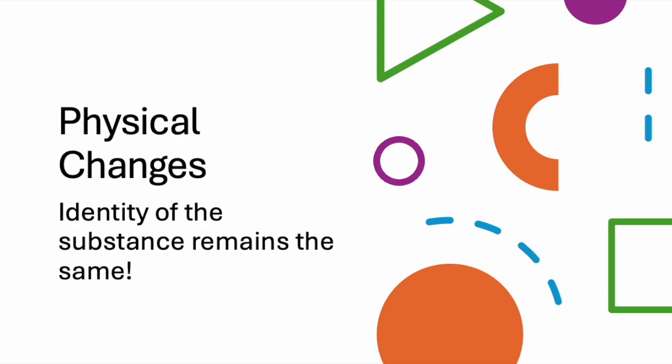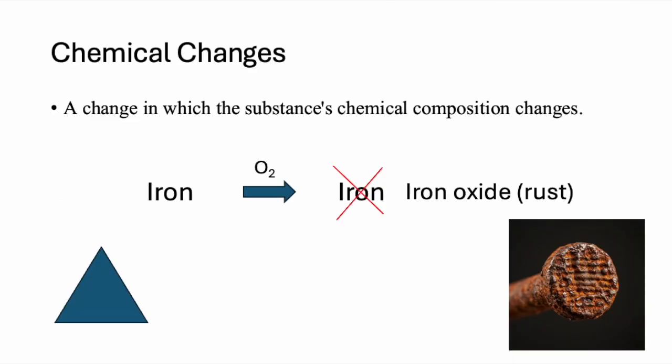A chemical change is a change in which the substance's chemical composition changes. For example, when iron rusts, it is undergoing a chemical change. The iron atoms are reacting with oxygen atoms to form iron oxide.